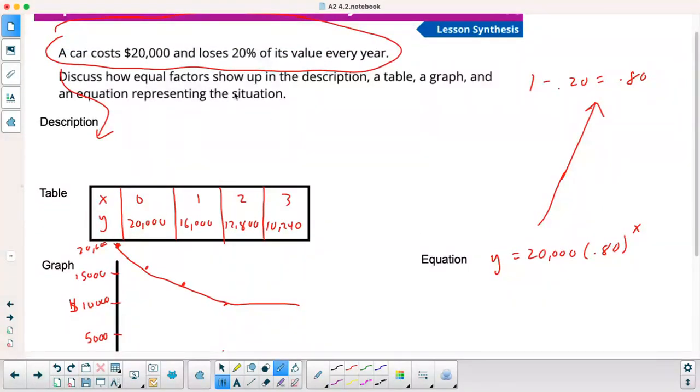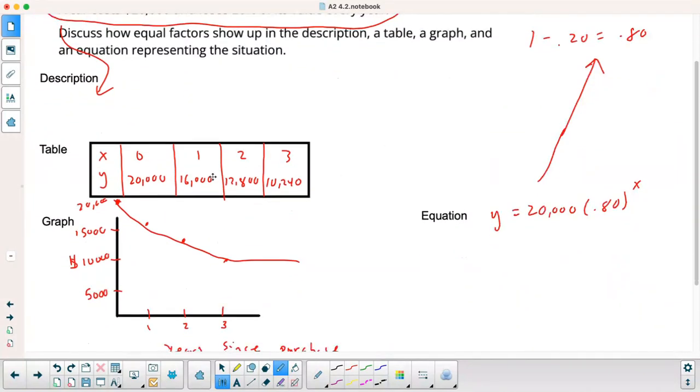So discuss how equal factors show up in the description. Your description, that's your initial value. This is your initial value at 0. This is your initial value in front, and your initial value is on the y-intercept. Your minus 20%, you have to figure out that you're multiplying by 0.8. So your 0.8 is right there. You don't see the 0.8 in the table, but if I divide 16,000 by 20,000, that would give me 0.8. If I divide any of these numbers by the previous number, it'll give me 0.8. And then same idea here, you'd take this value and divide by that to get the 0.8.